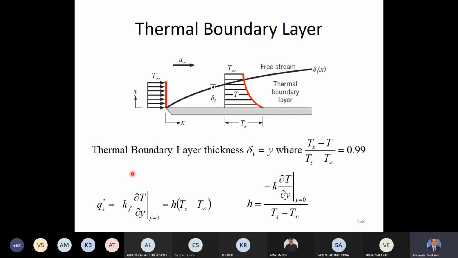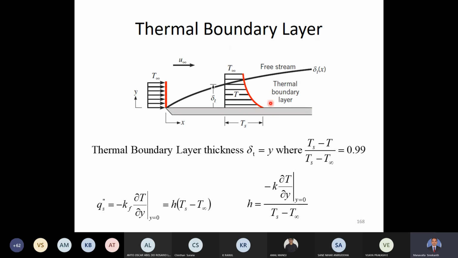Now you see here, if at this interface between the plate and the fluid you take a control volume and apply an energy balance, what is happening? There is heat conduction taking place from the plate to the fluid, and from the fluid, the heat is convected away into the adjacent layers of the fluid. So there is heat conducted which is convected away.